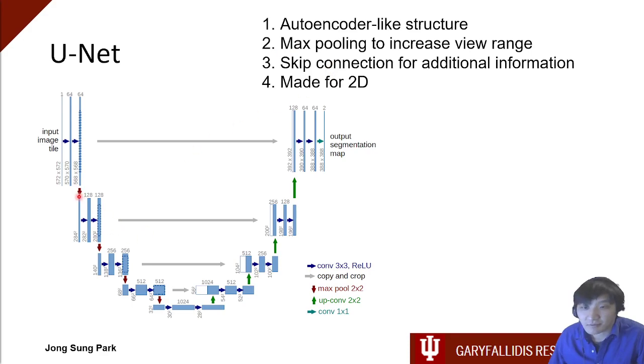And then there are max pooling layers to increase view range. What I mean by this is, if we have the same kernel window size, it will first be looking at this window size of the image, right? However, if we reduce the resolution of the image and keep the kernel window size, now we'll be looking at a larger portion of the image, even if we have the same kernel.